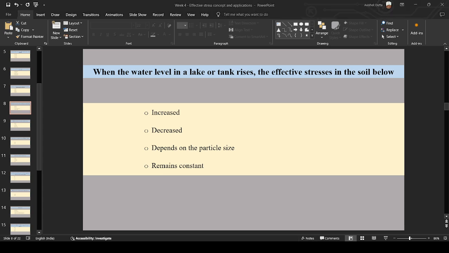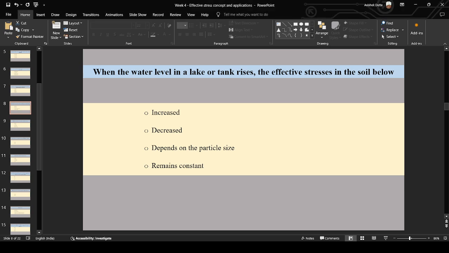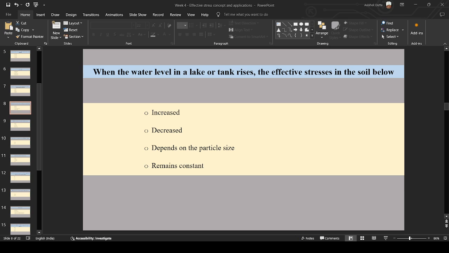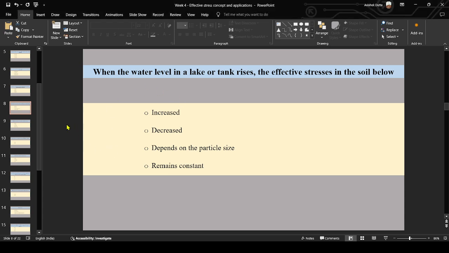Those who have joined now, just repeat this question. When a water level in a lake or tank rises, the effective stress in the soil below, is it increased or decreased? Depends on the particle size or remains constant. Okay. Next question.